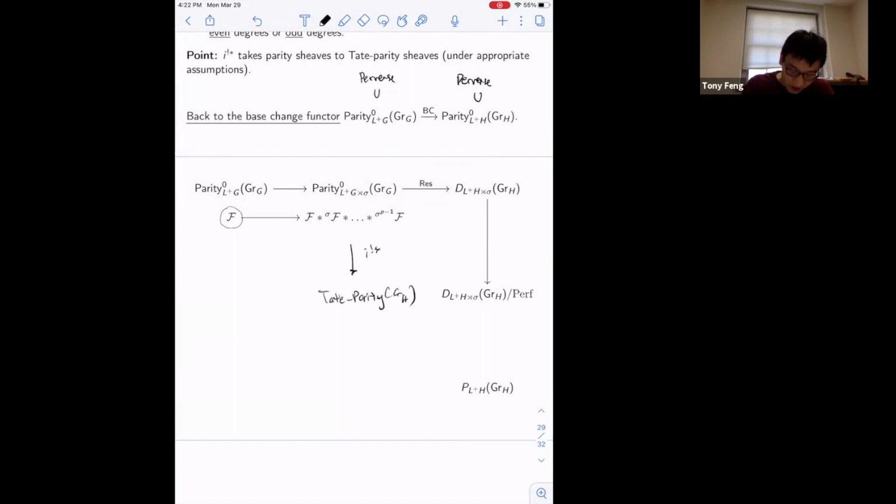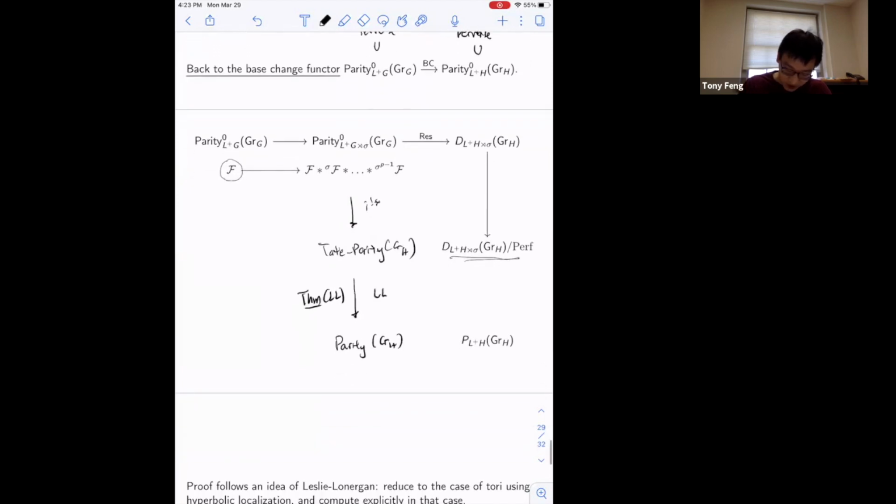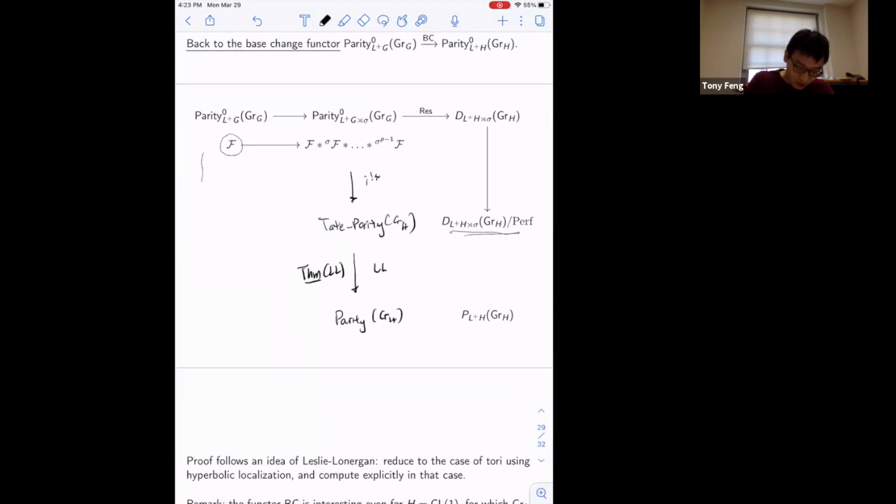Okay, and then it turns out that one of the nice properties of Tate parity sheaves is they enjoy rigidity properties for the same reason that parity sheaves do. And this actually ends up meaning that you can lift them outside of this quotient category to actual parity sheaves on the Grassmannian. So this is essentially a theorem of Leslie and Lonergan, and they call this lifting functor LL. It's an interesting notational choice. And so ultimately you get this functor here, and this basically is that base change functor up to Frobenius linearization again.